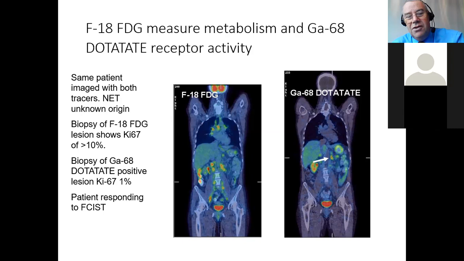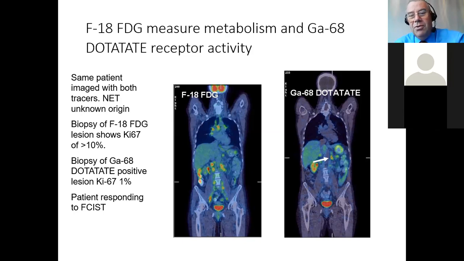The first was an FDG PET scan because this patient had a biopsy of a lymph node that showed a NET with a high Ki-67. The second one was a dotatate scan that we were doing to see whether or not we could treat with lutetium dotatate. The FDG scan shows widespread nodal disease. The dotatate just showed a single lymph node that was not FDG avid.